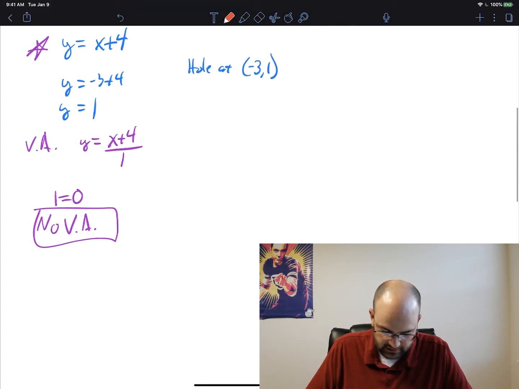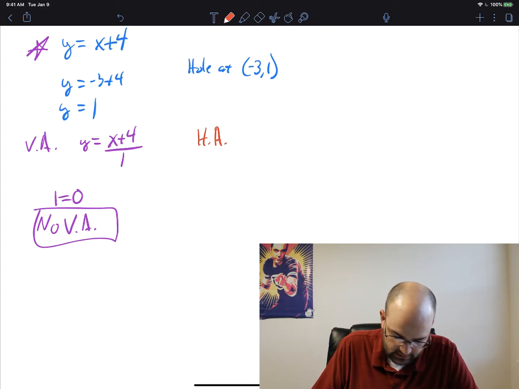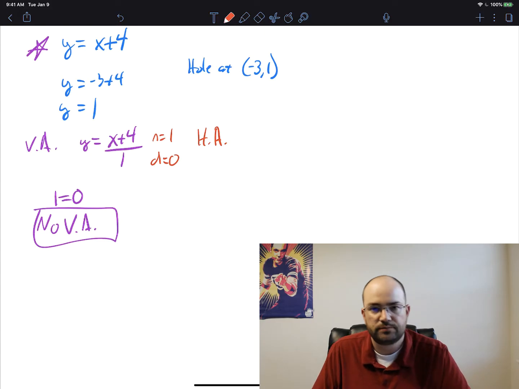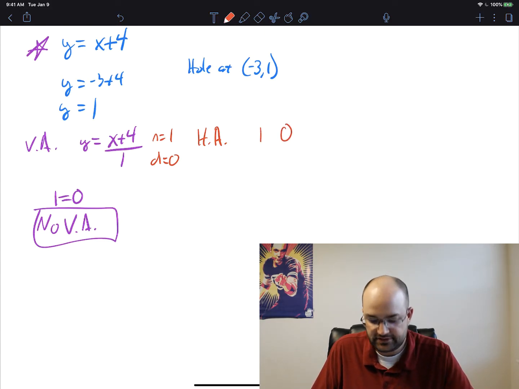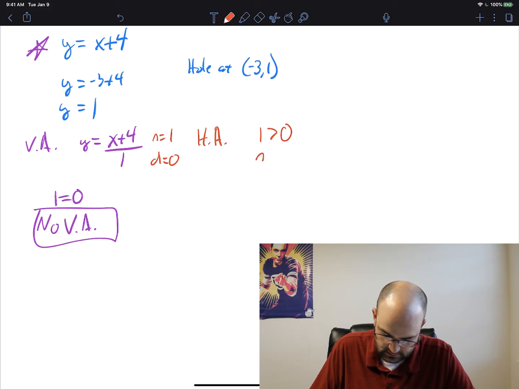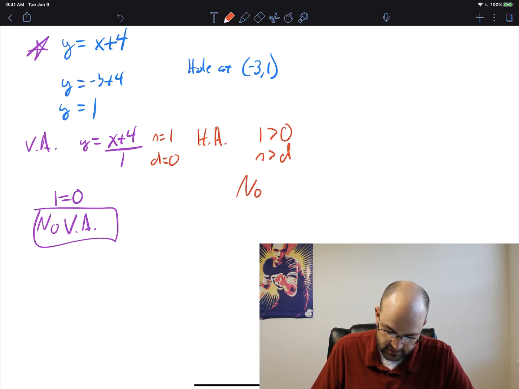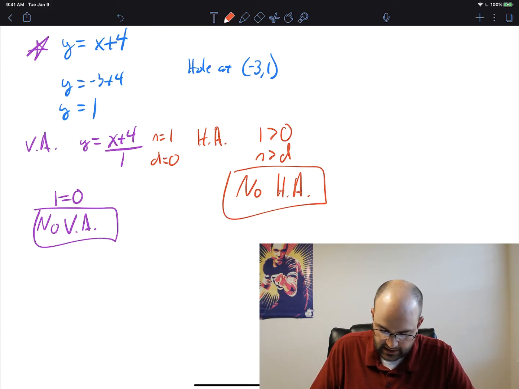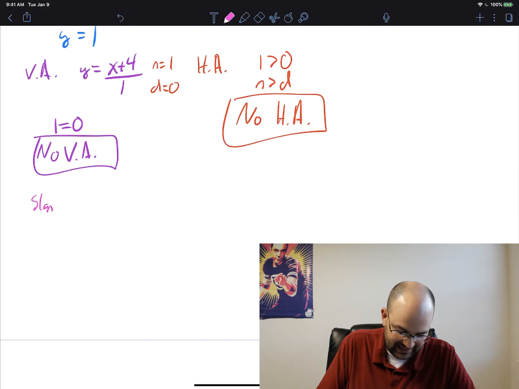For the horizontal asymptote, if we look at n here, n is 1, d is 0. So the relationship between 1 and 0, mathematically speaking, means that the numerator degree is greater than the denominator degree. In other words, there is no horizontal asymptote. And even beyond that, that tells me that there is a slant asymptote.